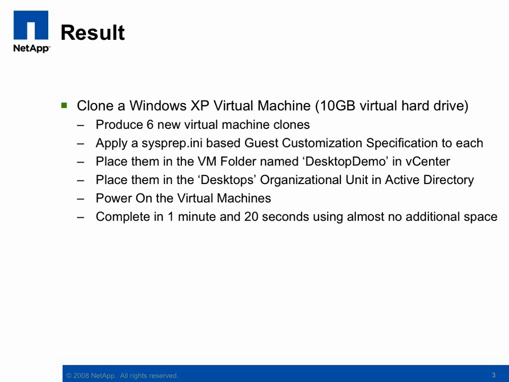Okay, so let's just review the result. We wanted to clone a Windows XP virtual machine. We did in fact create 6 new virtual machine clones. We successfully applied the answer file based guest cus spec to each virtual machine. We did place them in the desktop demo folder. We placed them in the desktop's organizational unit in AD. The virtual machines were powered on, and we did complete that in 1 minute 20 seconds. And because we used the file level flex clone, that consumed almost no additional space in our data store.